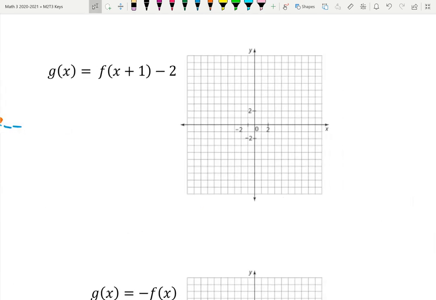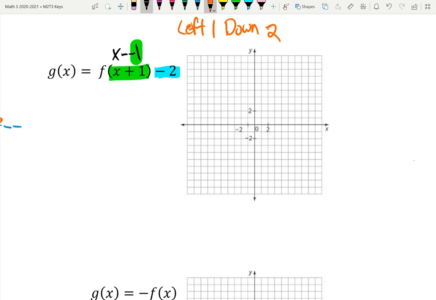So here we have 2 transformations going on. Remember, I always like to rewrite this as x minus minus 1. This enables me to see that it's going to be going to the left 1 and then down 2. If I were to substitute this into function form in order to see it with your own eyes, g of x would simply look like 1 over x plus 1 minus 2.